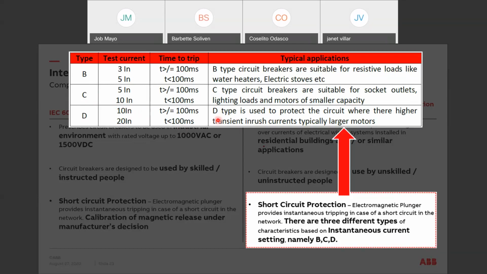Same trip time, but the D type is used to protect circuits where there are higher transient inrush currents, typically large motors. So when designing unit panel boards or consumer panel boards, it's ideal to understand the load that the circuit breaker is protecting. If we are going to use a large motor within a facility, we will use a D-type circuit breaker. For typical socket outlets, we use the C curve, and primarily for resistive loads, we use the B curve.